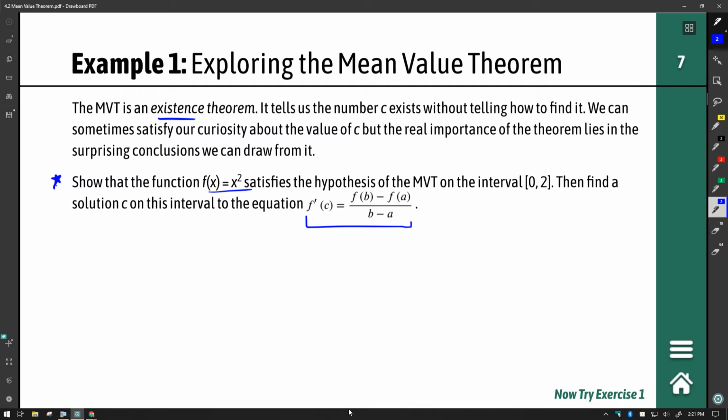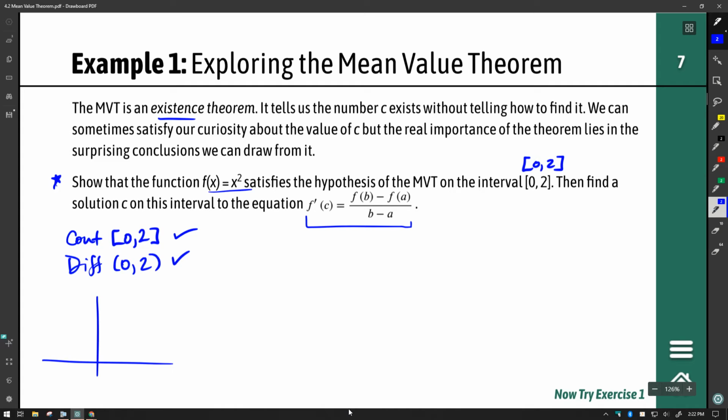So first of all, f of x equals x squared. Does the mean value theorem apply on the interval 0 to 2? Well, first of all, is it continuous on the interval 0 to 2? I'd say yes, it is. It's a polynomial function. There's nothing that would mean I would have to take my pencil or pen up off the paper to graph that curve. Is it differentiable on the open interval from 0 to 2? Yes. Again, it's a polynomial function. It's smooth everywhere.